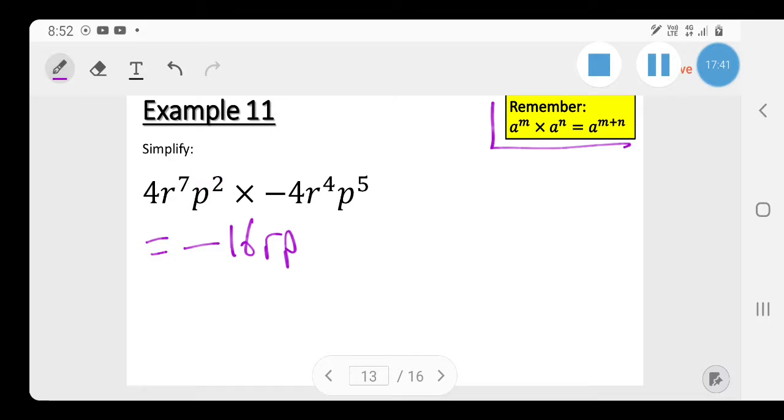So I deal with them separately, like 2 separate problems. R has 7 and 4 as the 2 powers. 7 plus 4 is 11. Now P has 2 and 5 as its 2 powers. 2 plus 5 is 7. All right. So most of these you can just do in one line of working out, which I know you guys love.